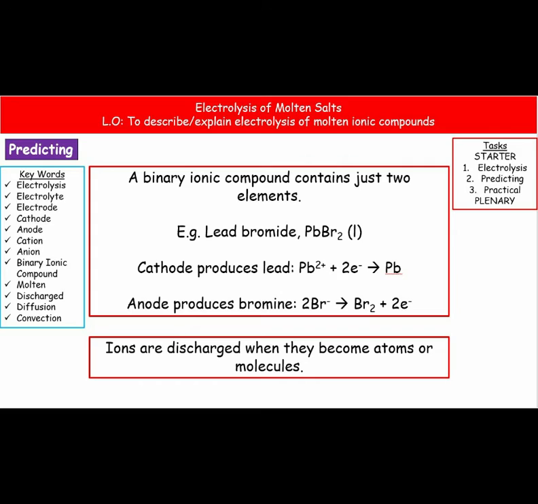Now, the key thing to remember here is that when these ions, whether they're positive or negative, reach their respective electrodes, then they become discharged. So they lose their charge and become either atoms or molecules. So make sure you've jotted down those key points in your book because they are very important for us.